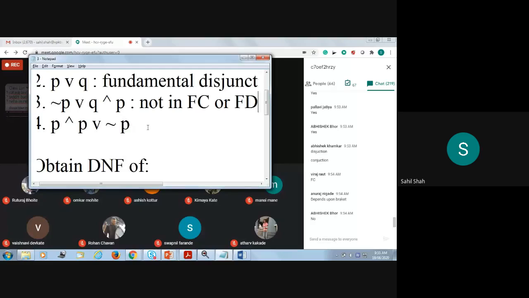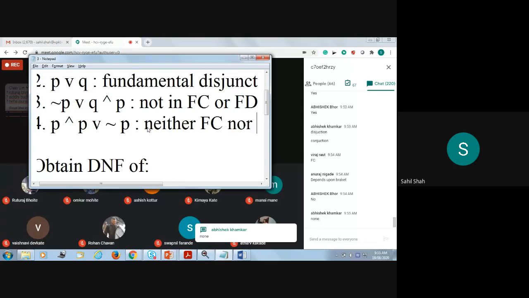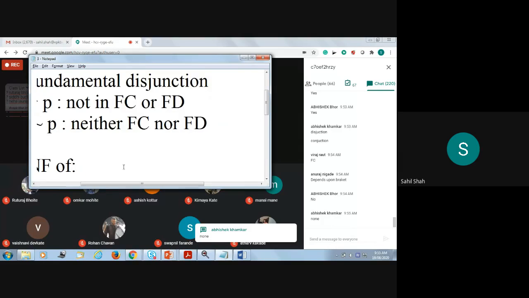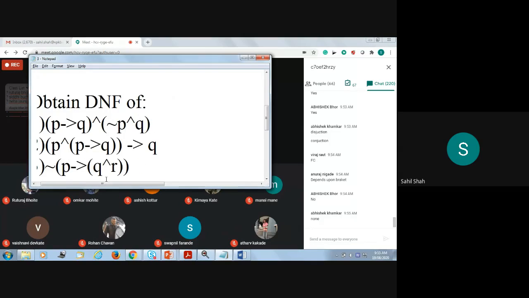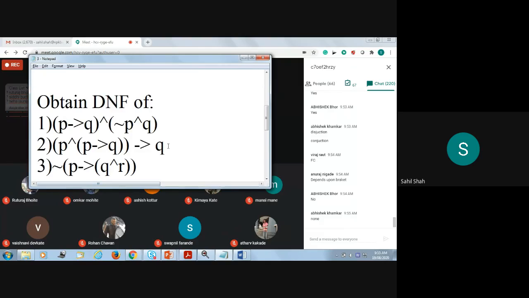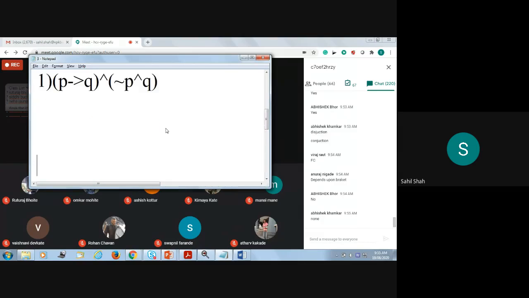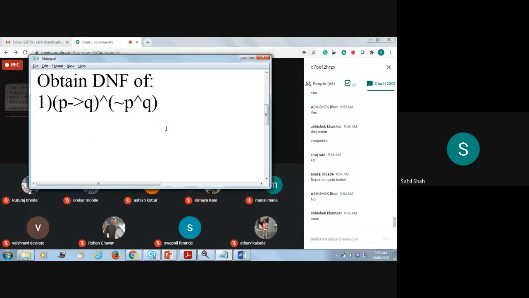How about the fourth one? Again, neither a fundamental conjunction nor a fundamental disjunction. Okay, none. Very nice. Now we are going to solve one by one with various problems. You are going to tell me which steps I should follow. This is not for your homework. These are the problems which you should note down along with me in your notebook.